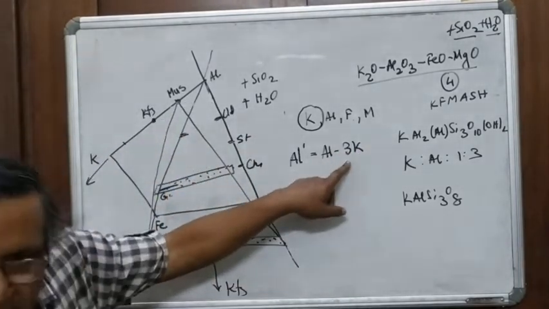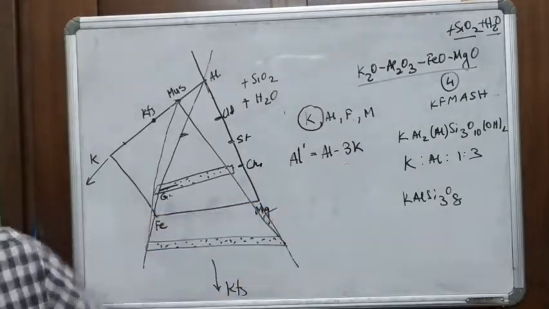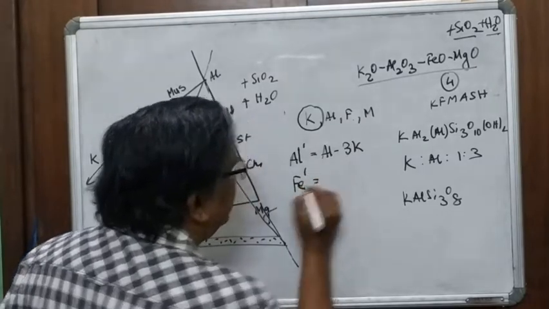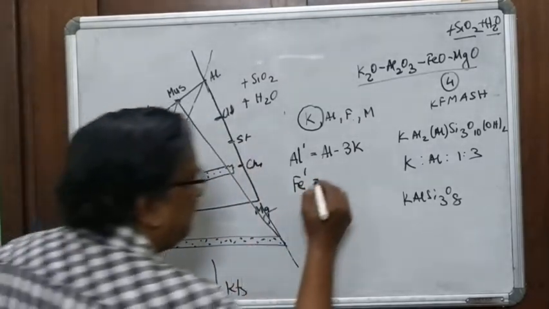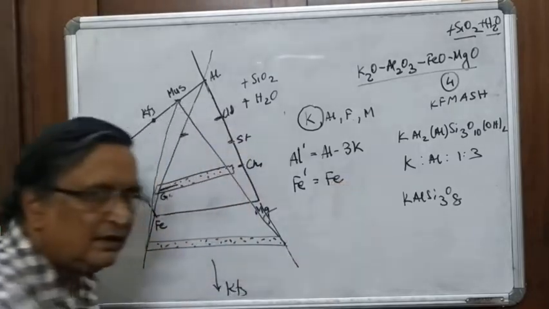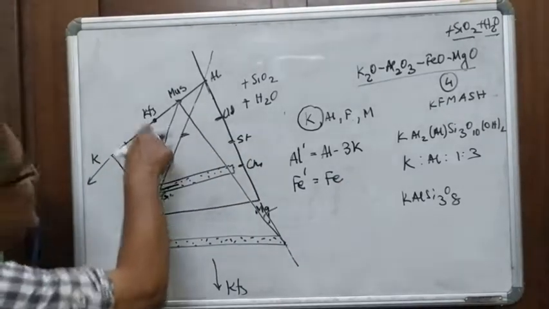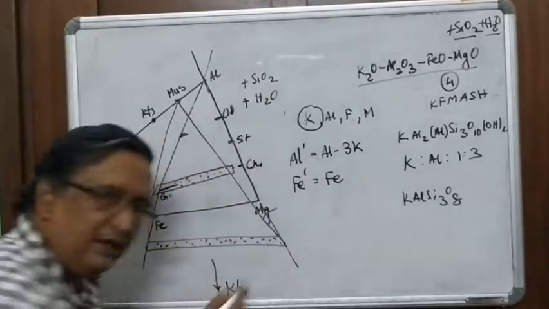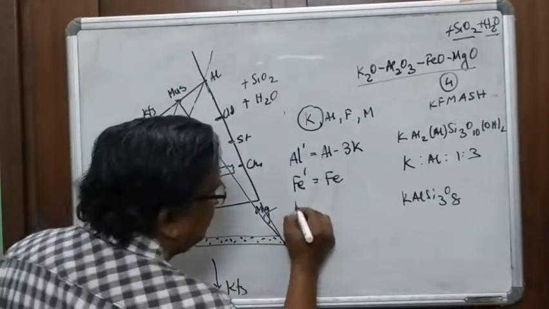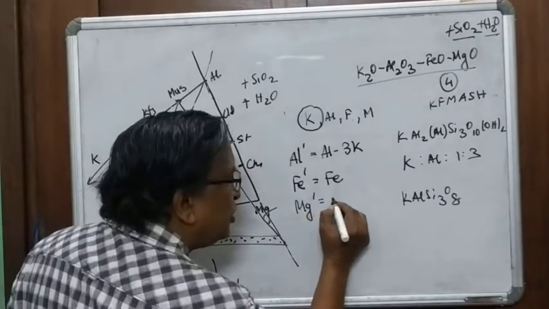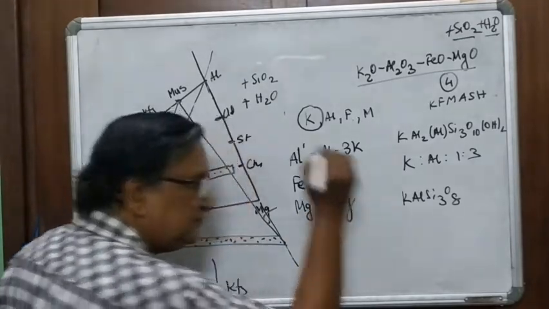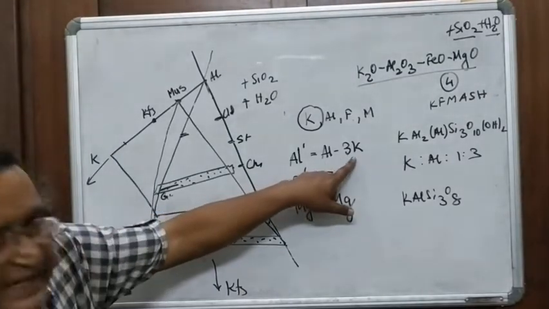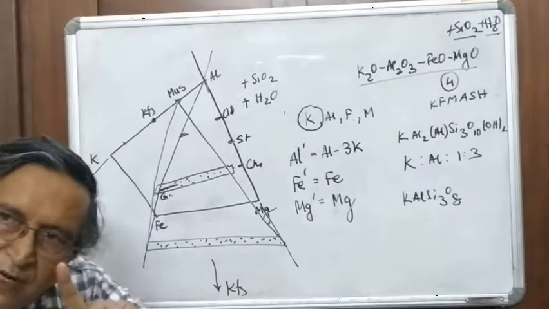Al prime will be Al minus 3K. But say for example Fe prime, this will be Fe minus nothing, because muscovite does not contain iron. So there is nothing. So Fe prime will be equal to Fe. And Mg prime will also be equal to Mg. So the only point here is Al minus 3K. That is the only thing you have to understand.